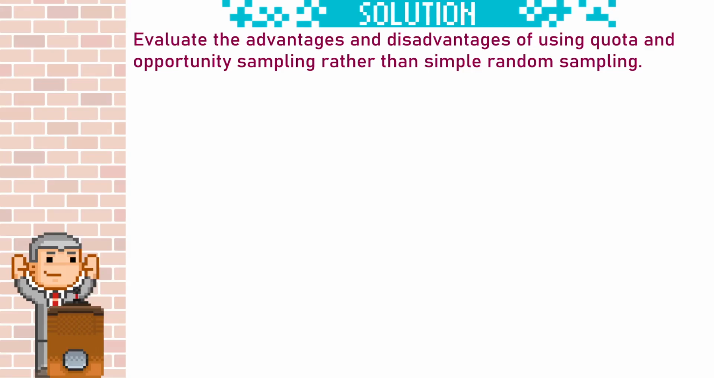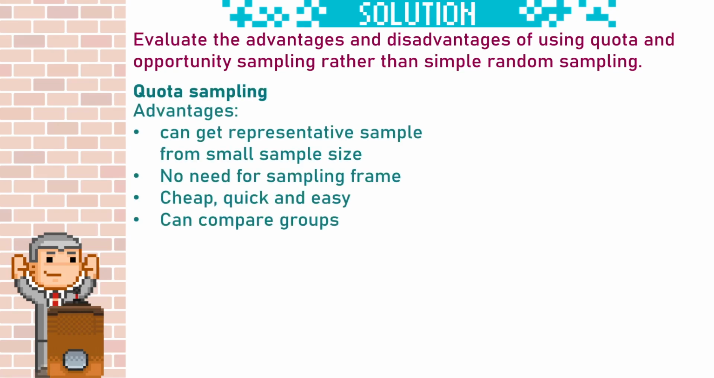Quota sampling and opportunity sampling have their advantages and disadvantages. So for quota sampling, the advantages are that you can get a representative sample from a small sample size because you're focusing on that quota, so you're making sure you get enough people for each of the voices you want to hear from. There's no need for a sampling frame, so you don't need to have a list of all the people in your population. It can be cheap, quick and easy, and you can compare groups with quota sampling, which is nice.